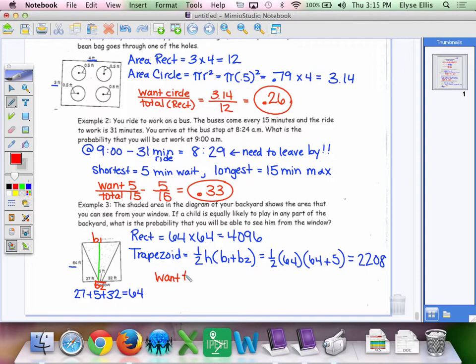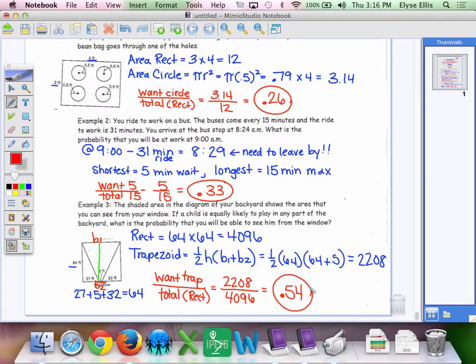Now, in this problem, we really want to be in that trapezoid shaded area. The total here is your rectangle, or your square. So the trapezoid, 2,208, divided by your square, 4,096, gives a total probability of 0.54. There's your probability.